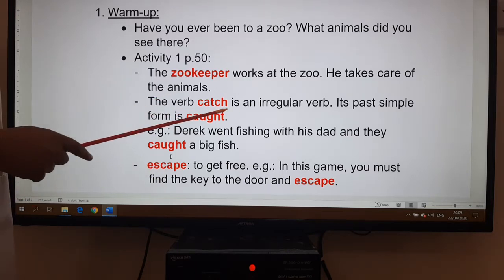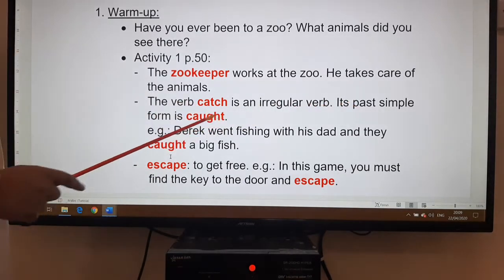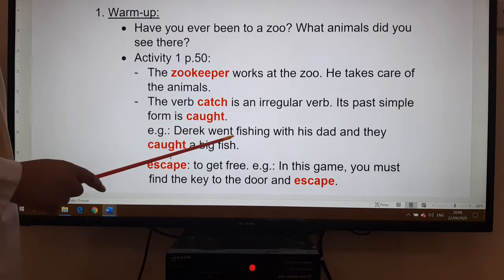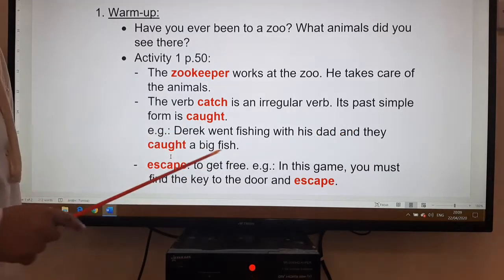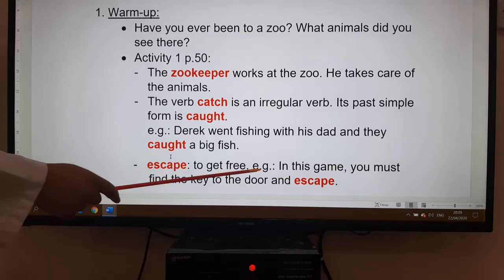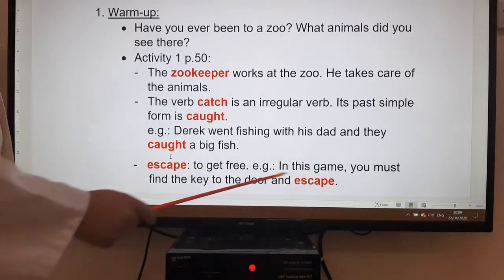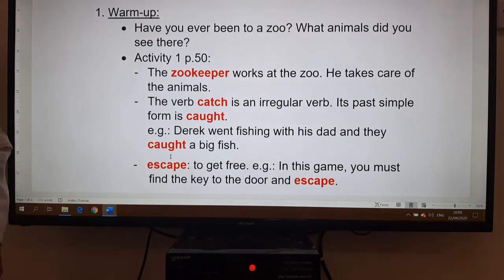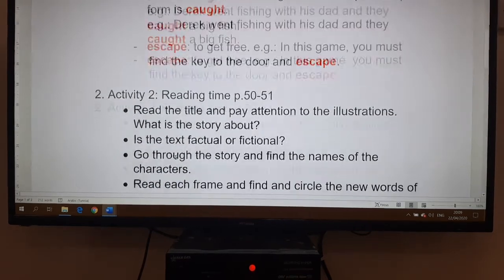The verb catch is an irregular verb. Its past simple form is caught. For example, Derek went fishing with his dad and they caught a big fish. Then we have the word escape, that is to get free. For example, in this game, you must find the key to the door and escape, or get free, to go out from a place where you don't want to stay.